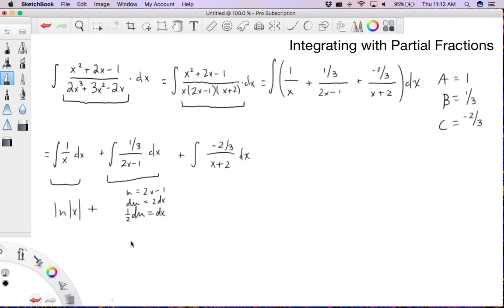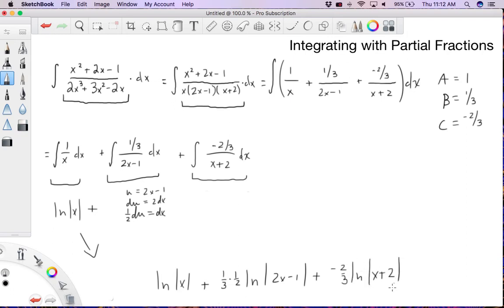And then you get 1/3 times 1/2 times ln of 2x minus 1. I better just write this down here. Okay, ln absolute value of x plus 1/3 times 1/2 times ln absolute value 2x minus 1. And then this one is going to be plus this one here, plus negative 2/3 ln absolute value x plus 2.